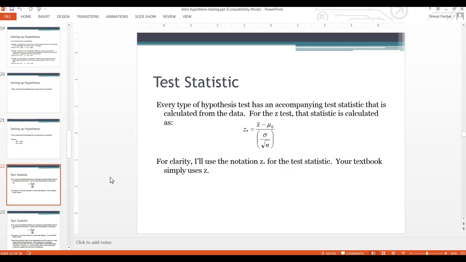Second step is to calculate the test statistic and the p-value. Let me tell you that every hypothesis test is going to have a test statistic, and that's calculated from the data. In terms of the criminal trial, it's basically the evidence.